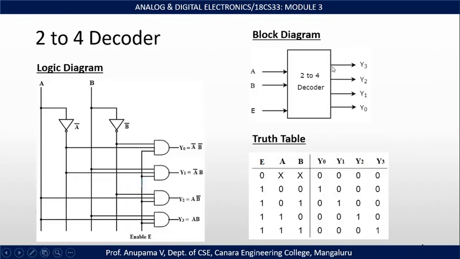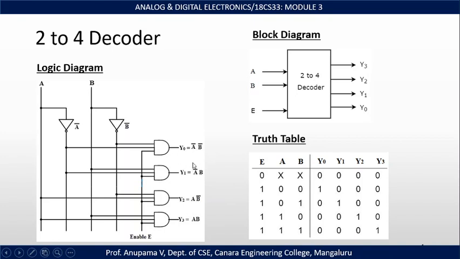This diagram shows the 2 to 4 decoder block diagram. In this block diagram, we can see that there are two inputs called A and B and an enable input called E. The output of the decoder are Y0, Y1, Y2, Y3. This diagram indicates the logic diagram of 2 to 4 decoder. Here, two inputs are decoded into 4 outputs.